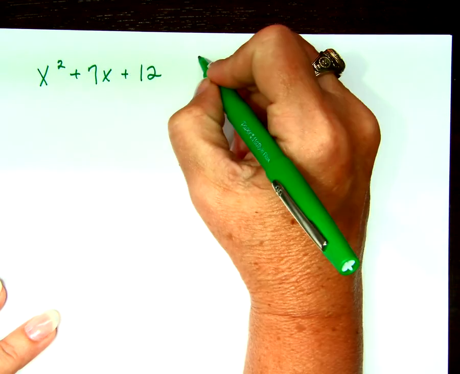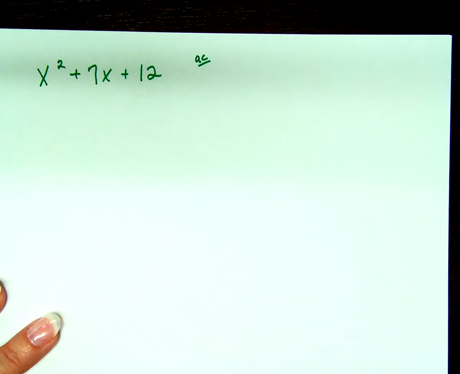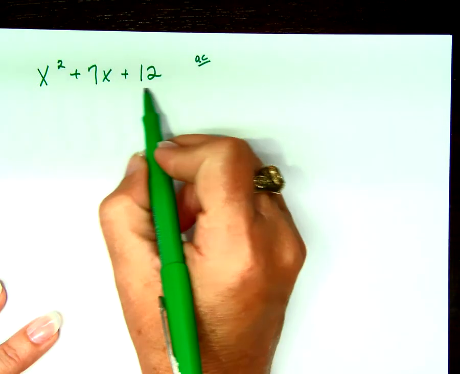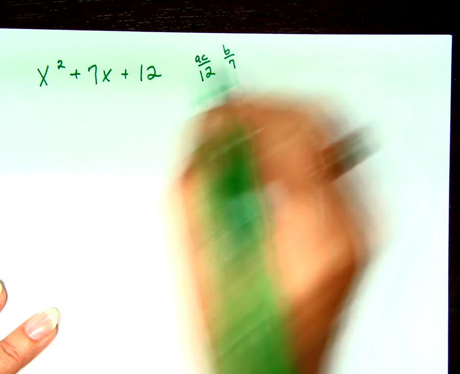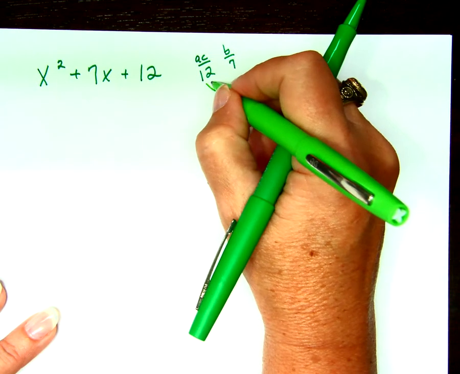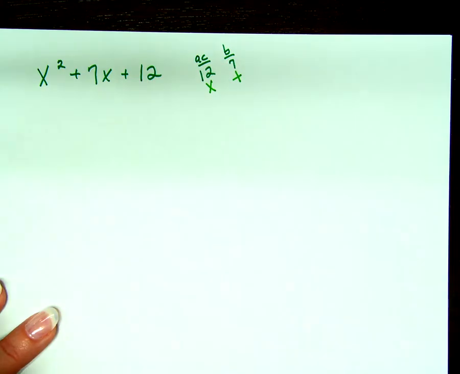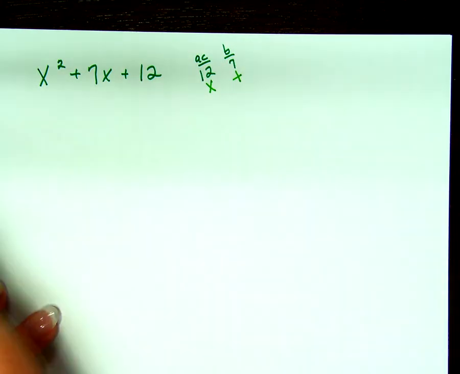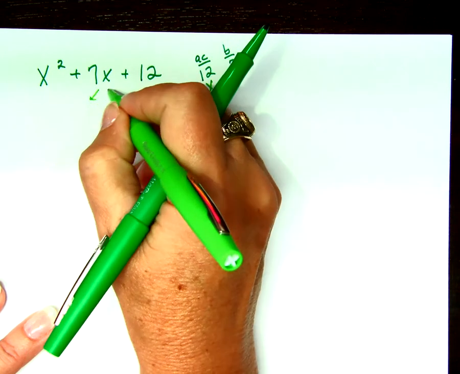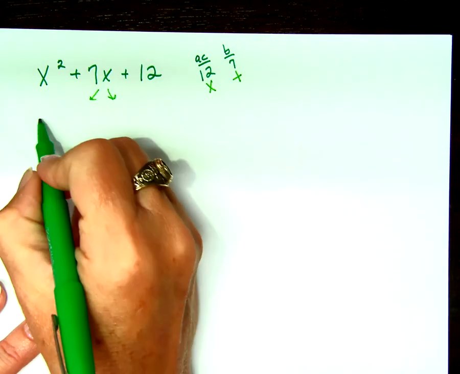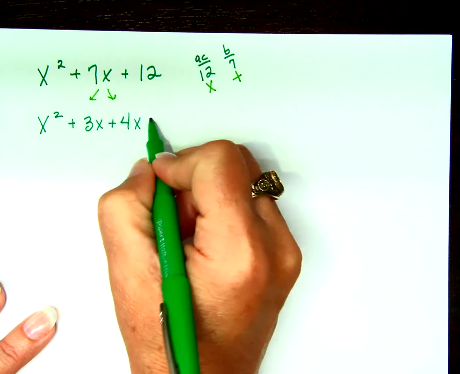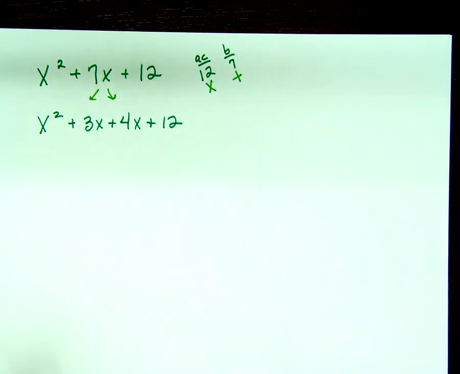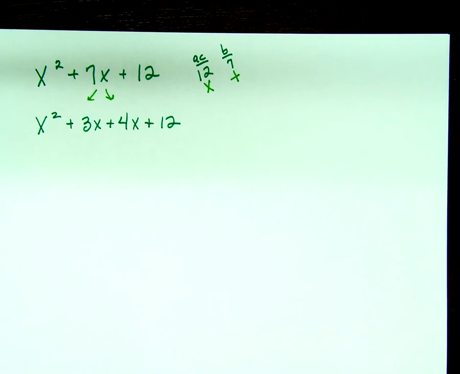So first of all, let's say AC. Well, A is 1 and C is 12, so AC is 12. And what's B? 7. So what two numbers multiply to be 12 and add to be 7? 3 and 4, right? So I split my middle term. This term right here, I'm going to split it into 2 parts, the 2 parts that you just told me. So x squared plus 3x plus 4x plus 12. Does that make sense? Okay.